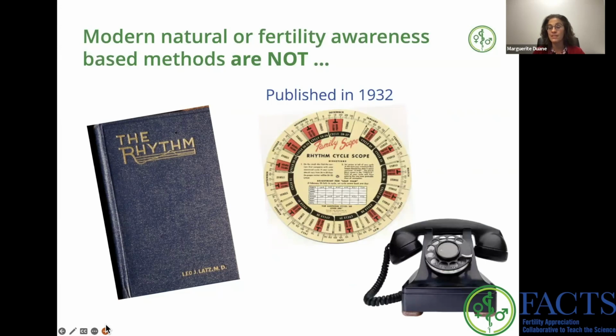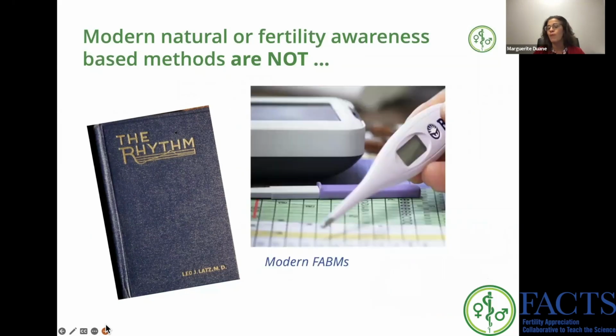Sort of like at the time, the telephone was a major invention. But just like the telephone has advanced in technology, so have modern fertility awareness-based methods. With modern FABMs, again, women observe biomarkers in real time. Cervical fluid secretions, basal body temperature, or urinary hormones are all signs that women can choose to observe. And the key is when women observe these signs, they can identify their potential window of fertility in real time.